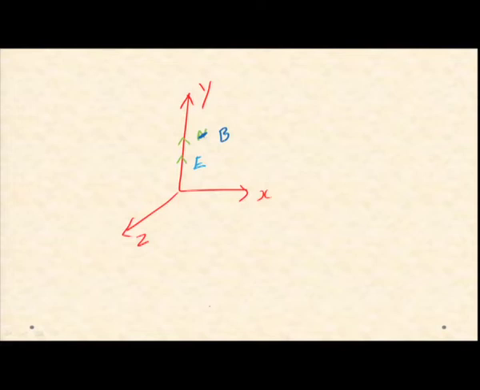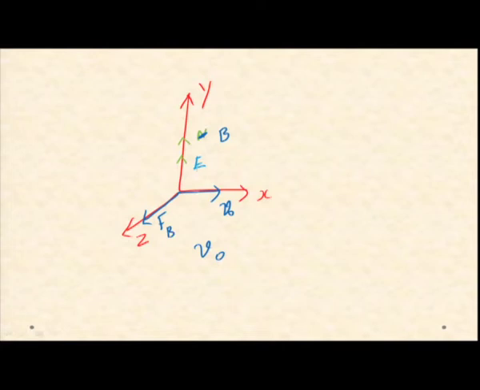Now, the initial velocity of the charged particle is v naught. That velocity is along the x axis. This is the direction of velocity of the charged particle. Now, applying the right hand vector cross product rule, we determine that the magnetic force is in the z direction. The force due to the magnetic field will be along the z direction.